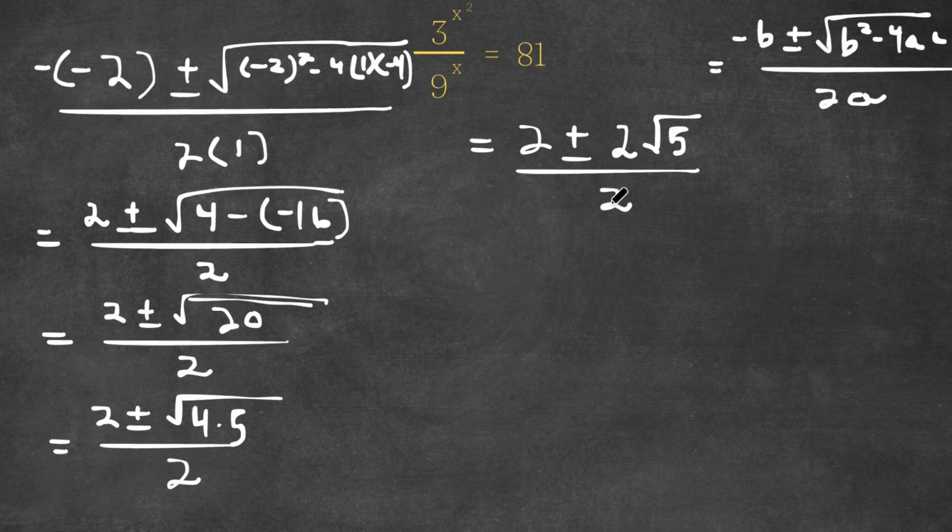And now we can simply divide 2 by both these terms. 2 divided by 2 is 1. So we have 1 plus or minus the square root of, now 2 divided by 2 again, that's 1. So we simply have the square root of 5. So 1 plus or minus the square root of 5 is our answer.